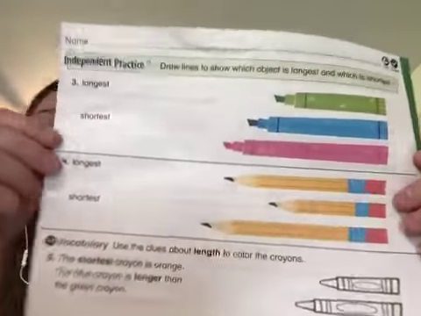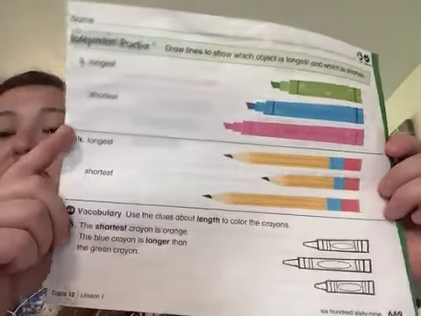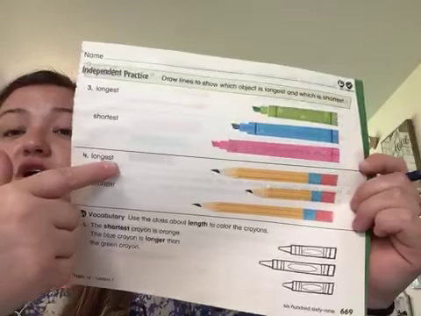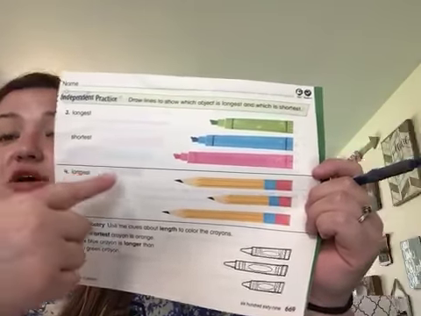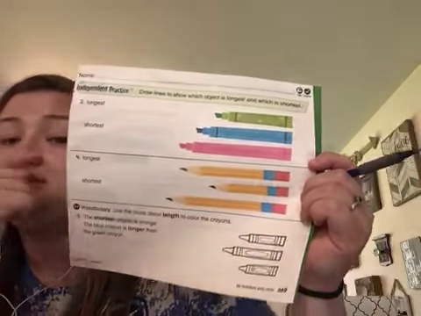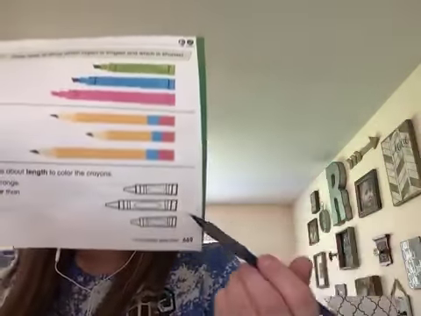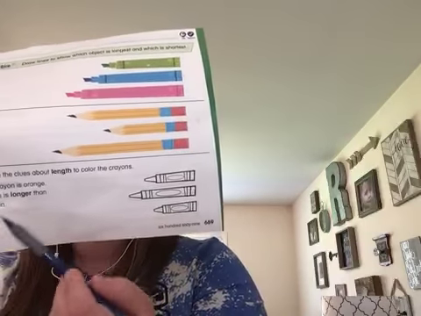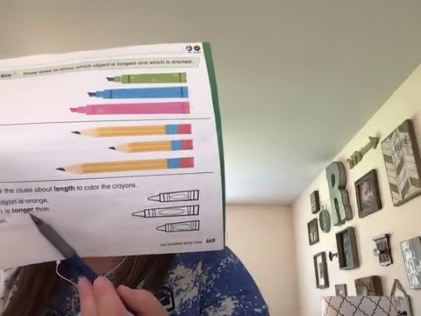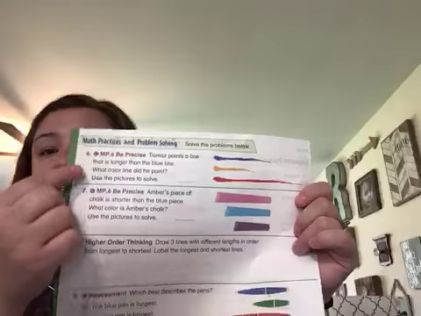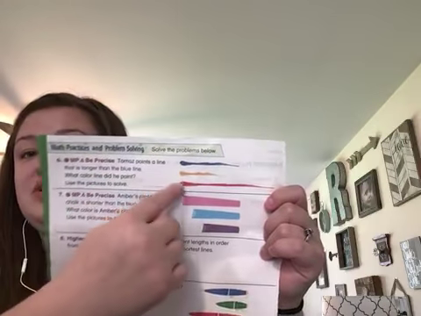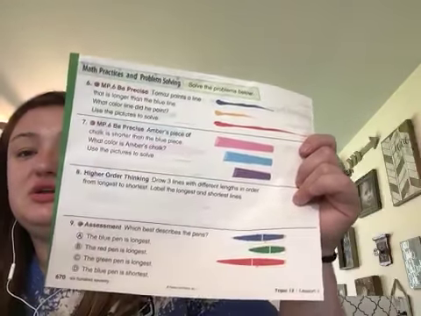On the next page, you're going to do the same thing for all of these. For numbers 3 and 4, you just draw a line from longest to the longest one, shortest to the shortest. Number 5 at the bottom, you're going to color these crayons based on the clues that it's given you. So if you can't read that, you might have to have your parent help you. And on the back, it's just giving you some little situations and tells you questions, and you have to pick which line it wants. Okay?